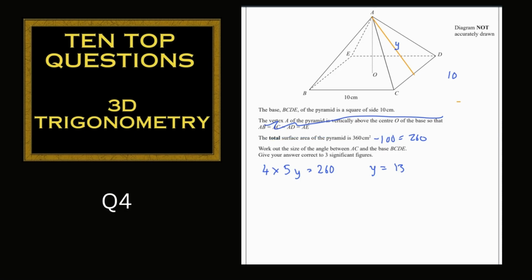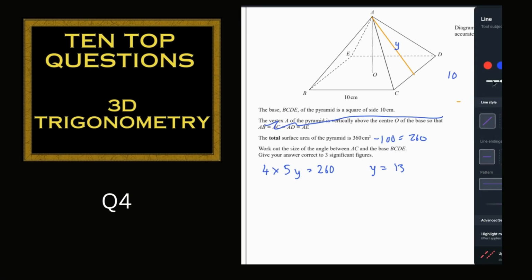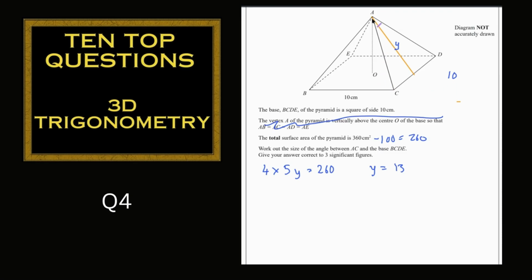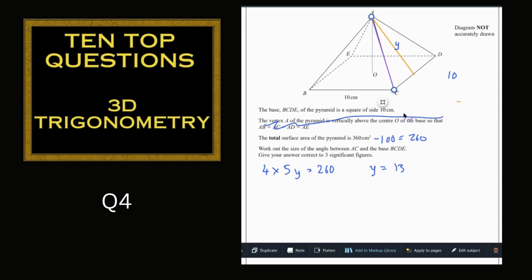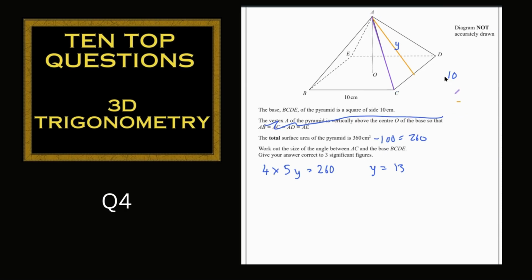Work out the size of the angle between A to C. So now let's get that on. Different colour. A to C is that ridge there. Bit off wonky, but who cares?